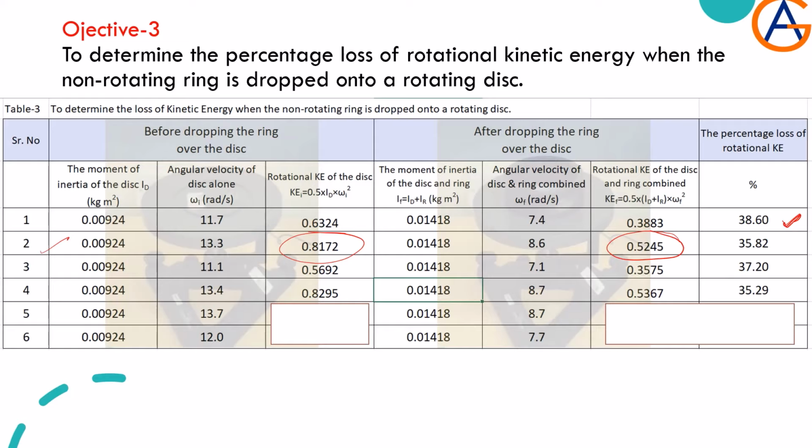The same thing we observed for trial 2 also: initially more kinetic energy, afterwards less. Here also the percentage loss of rotational kinetic energy is more than 35%. Like this we calculate for every trial.